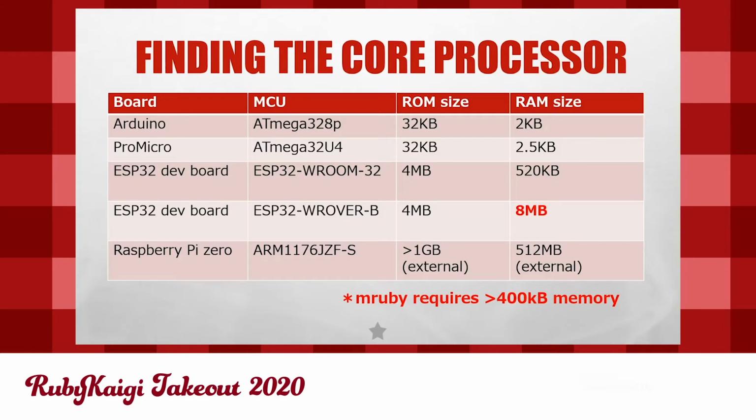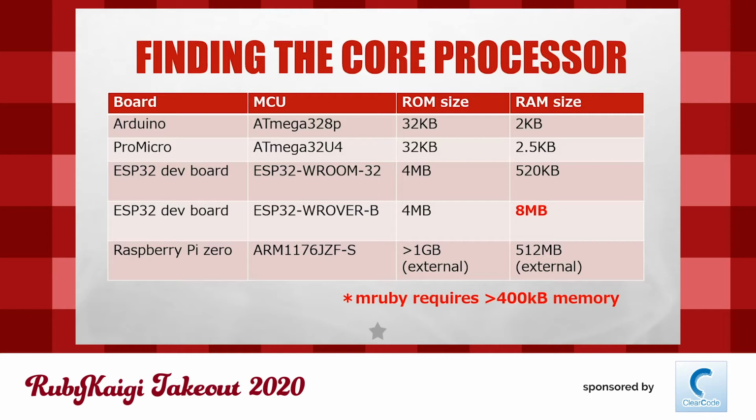Also, you can see ESP32. I put two types in the table. ESP32 has 520 kilobytes of RAM. It's quite big, but it's not enough for mruby. So now I found the ESP32-WROVER-B. It has 8 megabytes of RAM. I think it's good for mruby.